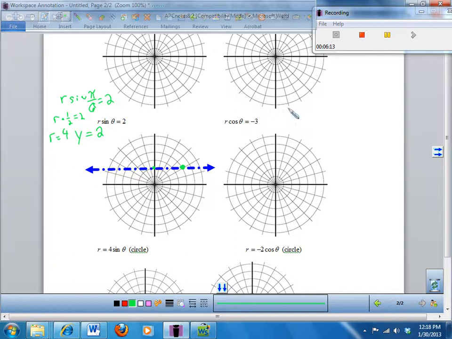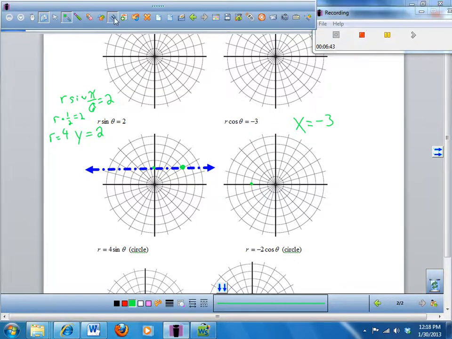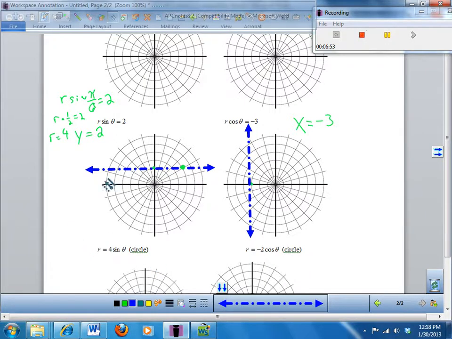Likewise, this one is also a line, and we remember that r cosine theta equals -3, so this is like saying r cosine theta equals x, so x equals -3, and most of you remember that this would be a vertical line which goes through -3 like that. Okay? Easy.